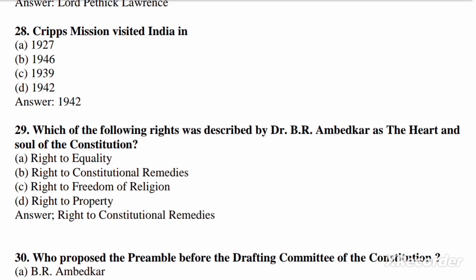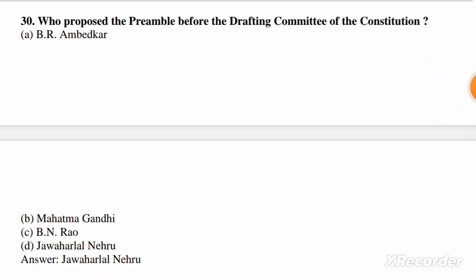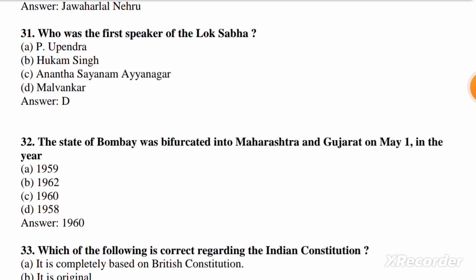29. Which of the following rights was described by Dr. B.R. Ambedkar as the heart and soul of the Constitution? Answer: right to constitutional remedies. 30. Who proposed the preamble before the drafting committee of the Constitution? Answer: Jawaharlal Nehru. 31. Who was the first Speaker of the Lok Sabha? Answer: Mavalankar.